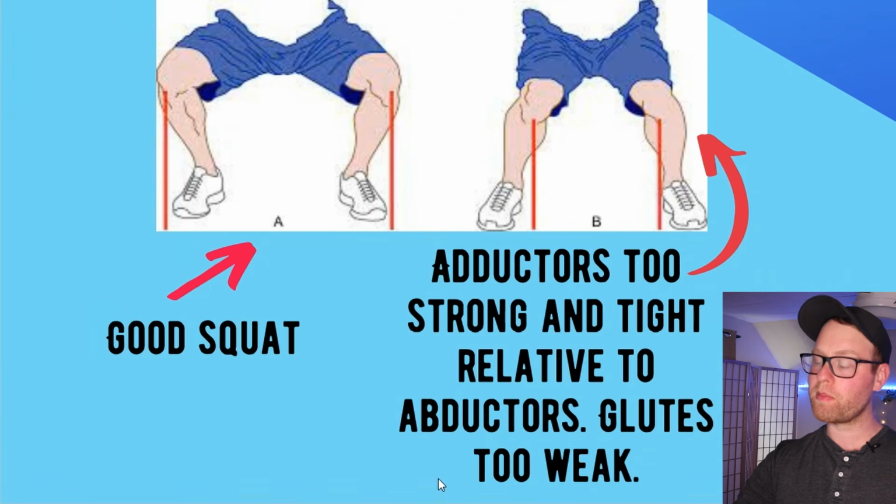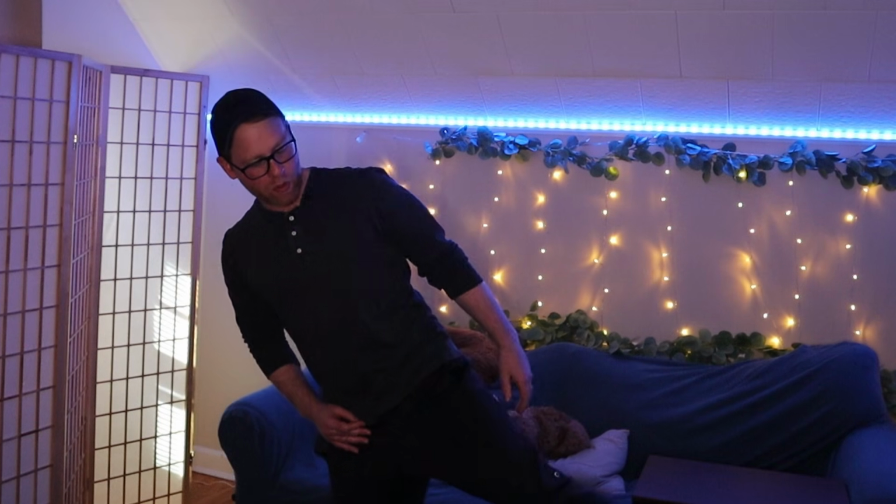Basically, the glutes, mainly glute medius, is too weak in this situation. And this makes sense when you think about it, because the adductors in your leg would be the things that are adding your leg back to your body, and the abductors would be the muscles that are moving your leg away from the body.